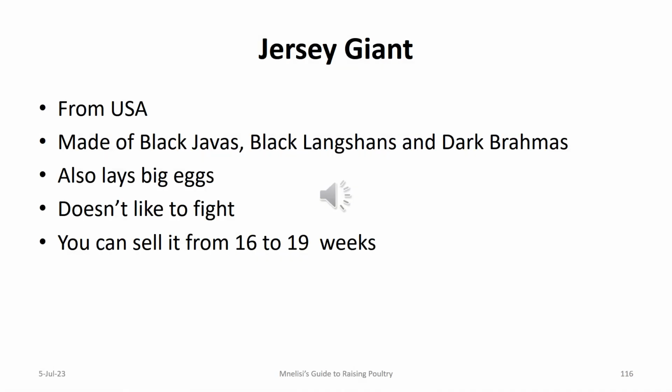Jersey Giant. This is a big chicken from the USA. This chicken is made up of other chickens. It lays big eggs. This chicken does not like to fight. You can sell it between 16 and 19 weeks.